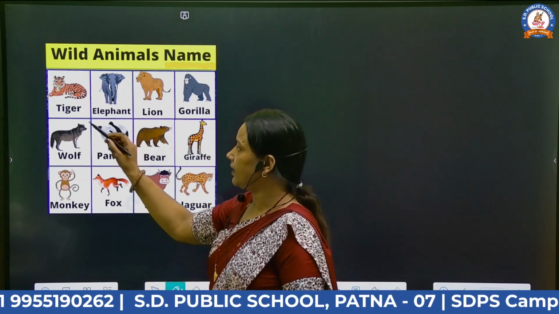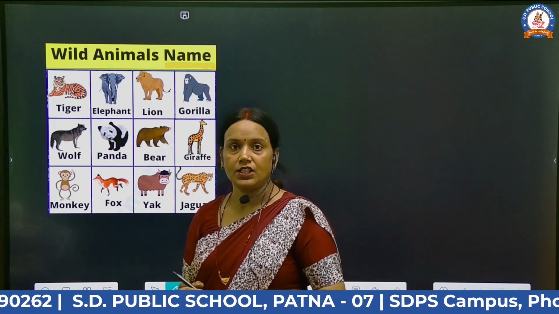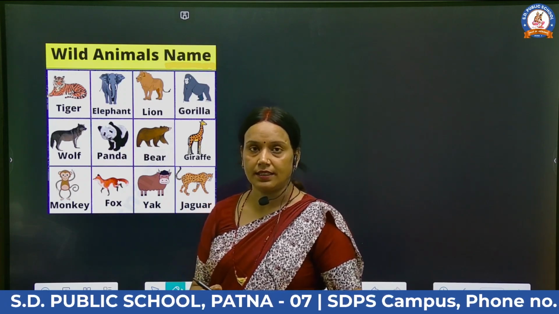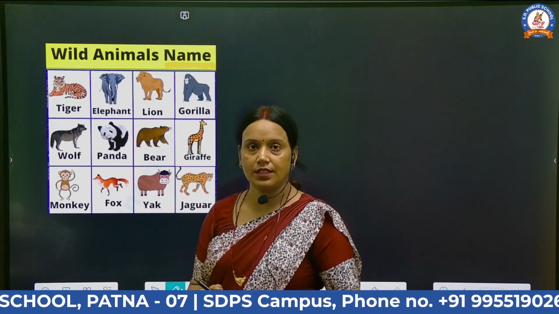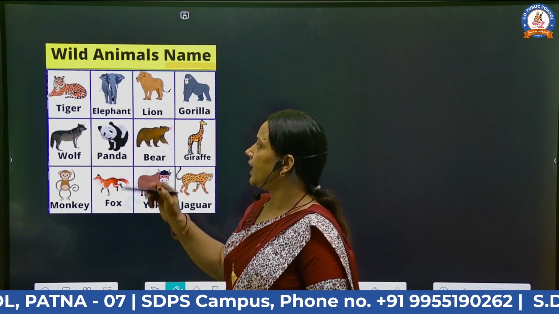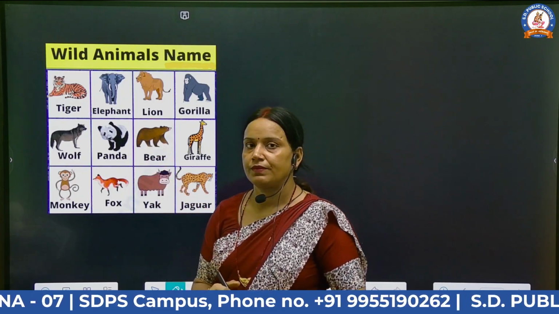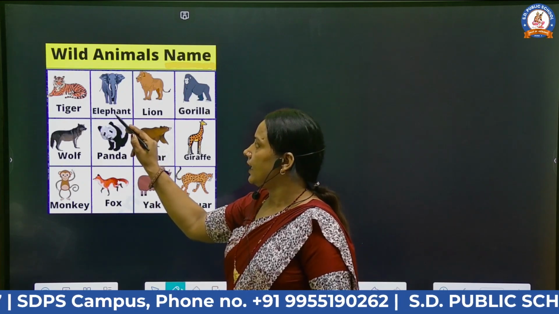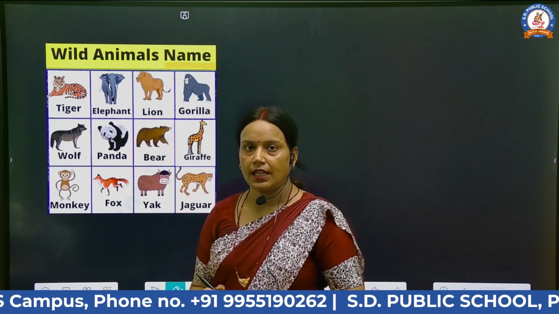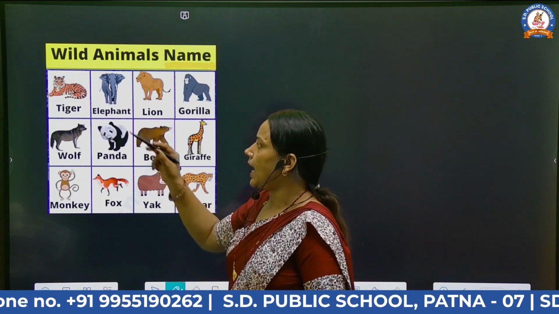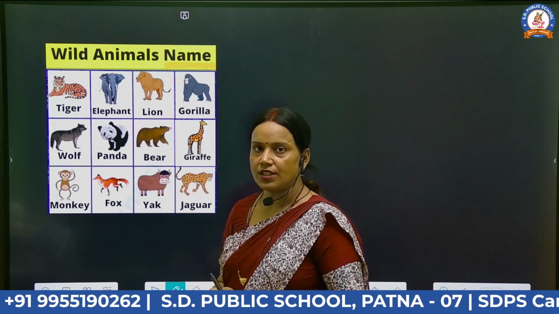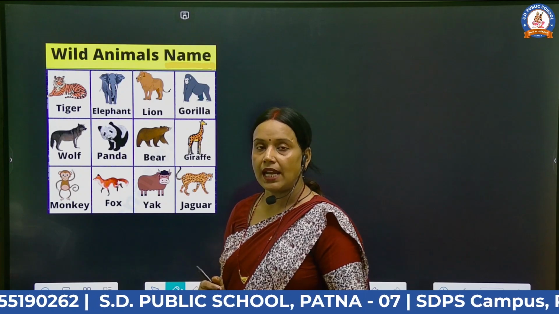T-I-G-E-R. Tiger. The spelling of tiger? T-I-G-E-R. Next word is elephant. E-L-E-P-H-A-N-T. Repeat after me. E-L-E-P-H-A-N-T. Elephant.